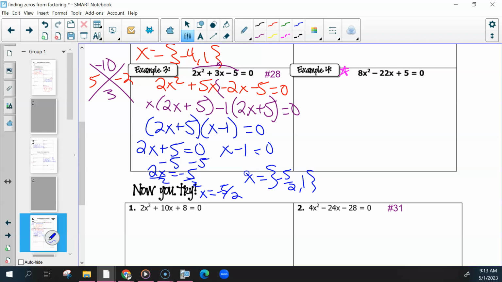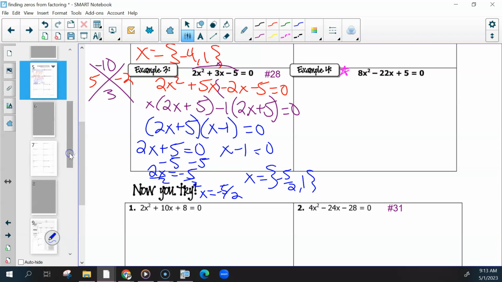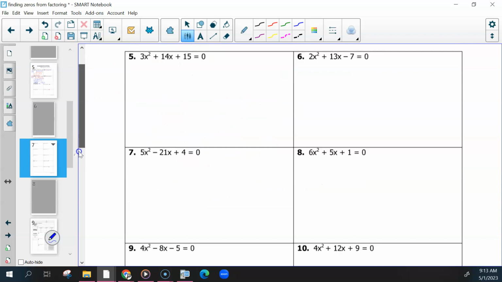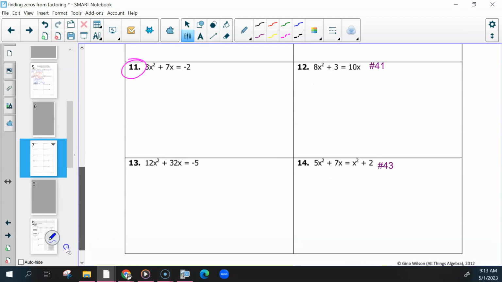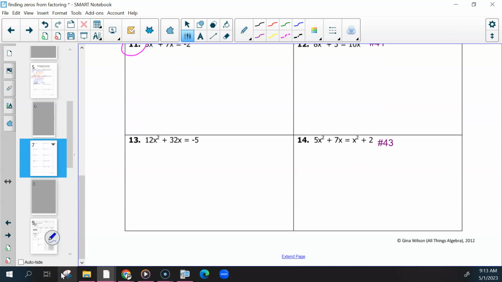Are there any others on this page you want to see, go over, or have questions about? If not, go on to the next. We're going to do 14 and then move on. Any others you guys want to do before we move on?